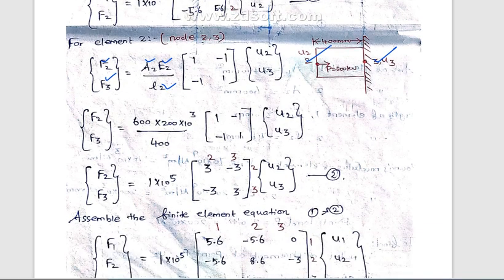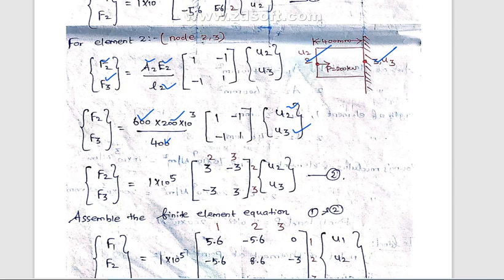Therefore F2, F3 is equal to 600, which is the area of element 2, into 200 into 10 power 3, that is the Young's modulus, and the length for element 2 is 400 mm, times the matrix 1 minus 1, minus 1 1, and the displacement vector for element 2 is U2 and U3.